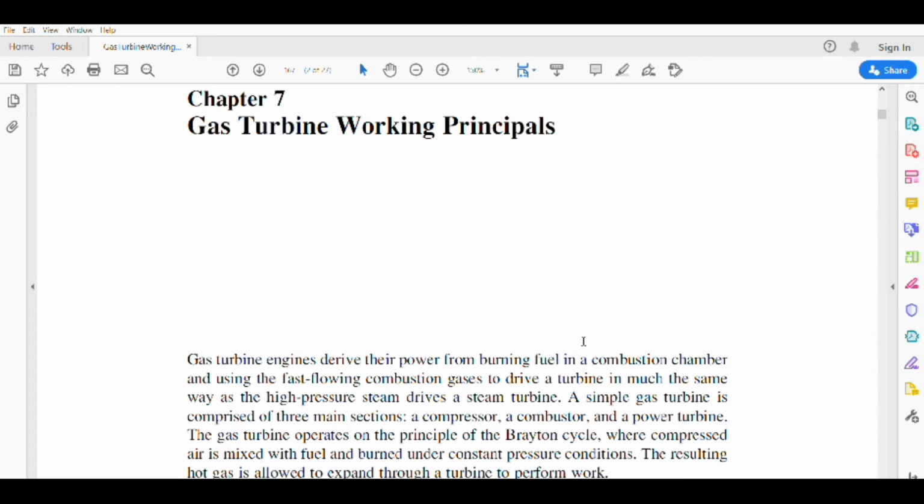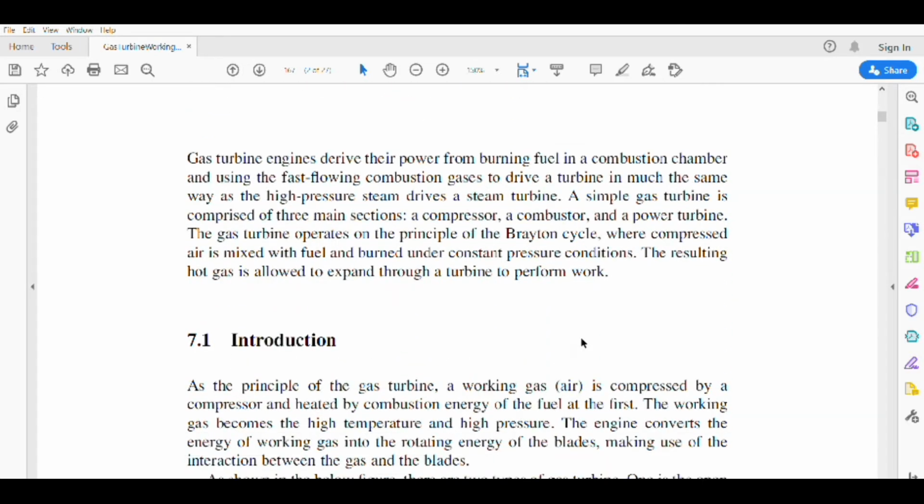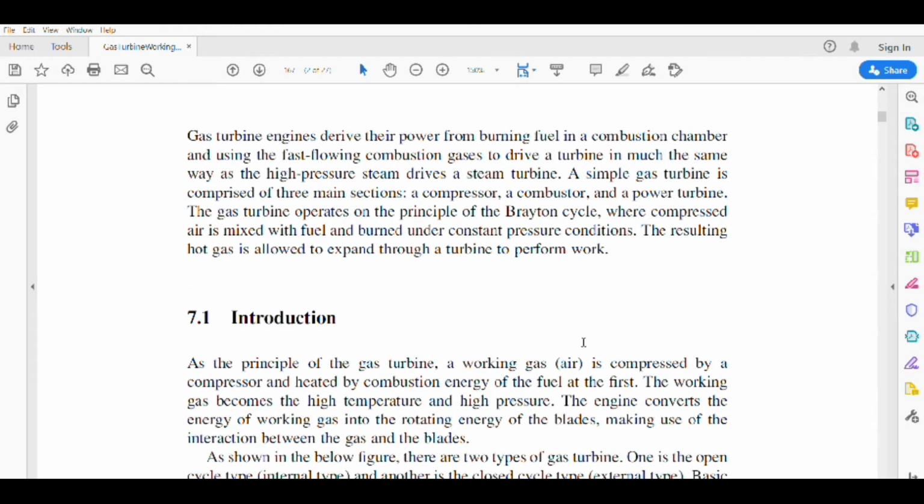Today we will learn about the gas turbine working principles, how a turbine works, as an overview. Not in detail, but we will just learn how the gas turbine working principle operates, the various kinds of principles of gas turbine. Gas turbine engines derive their power from burning fuel in the combustion chamber and using the fast flowing combustion gases to drive a turbine in much the same way as high pressure steam drives a steam turbine.